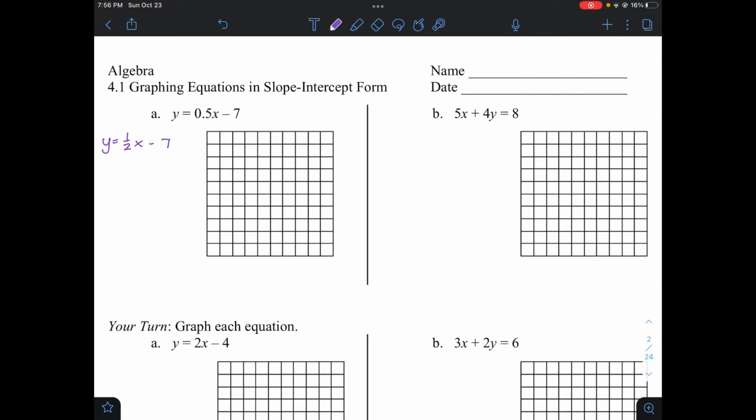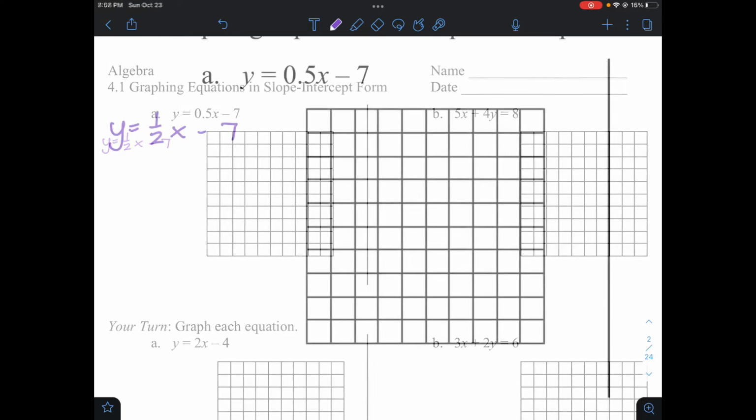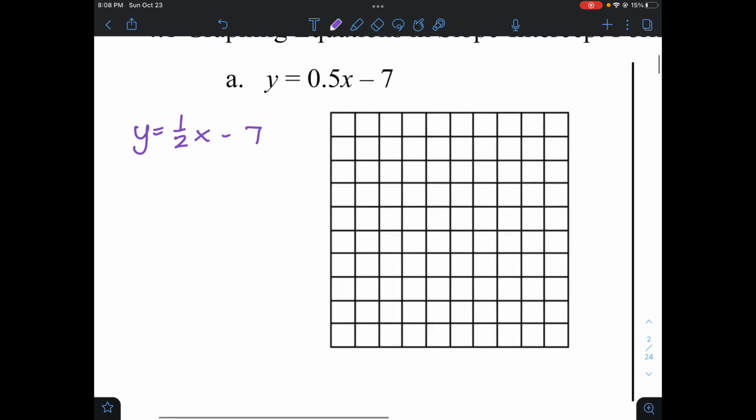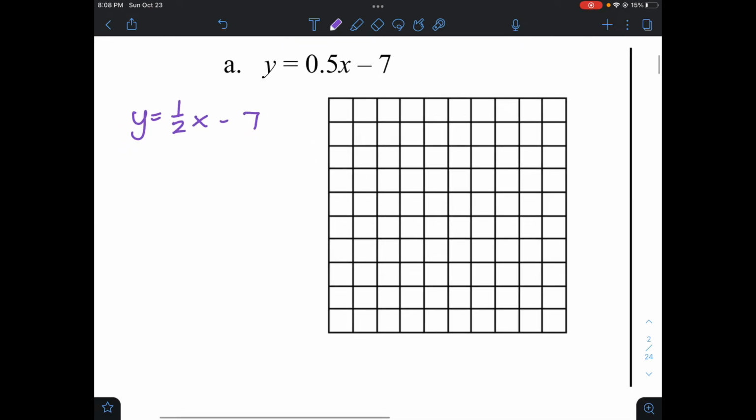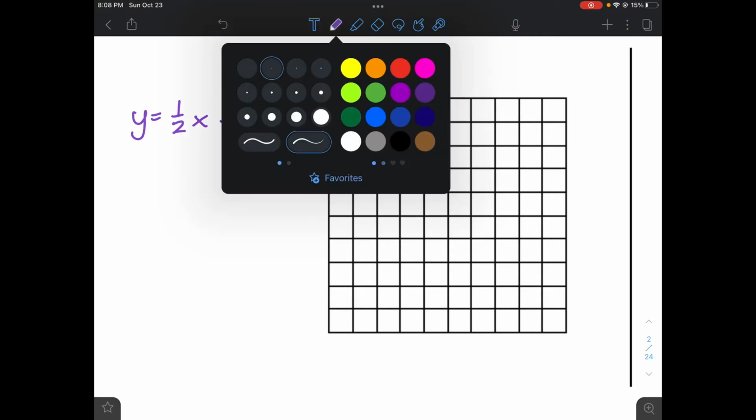When we're graphing these, we've learned how to graph using the intercepts, and we've learned how to graph different things in other ways as well. So we're going to learn a new way to graph on top of everything else. Now that we have the equation in slope-intercept form, and my slope is in fraction form, we are going to graph the equation.